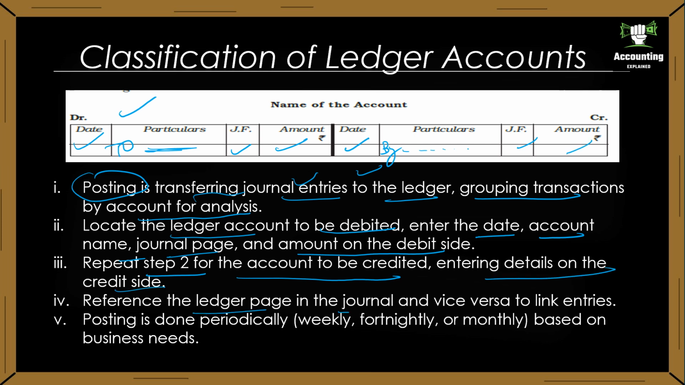Reference the ledger page in the journal and vice versa to link entries. In the journal we have to write the ledger folio column, and in the ledger we have to write the journal folio column. Posting is done periodically, weekly, fortnightly or monthly based on business needs. It can be weekly, fortnightly or monthly.